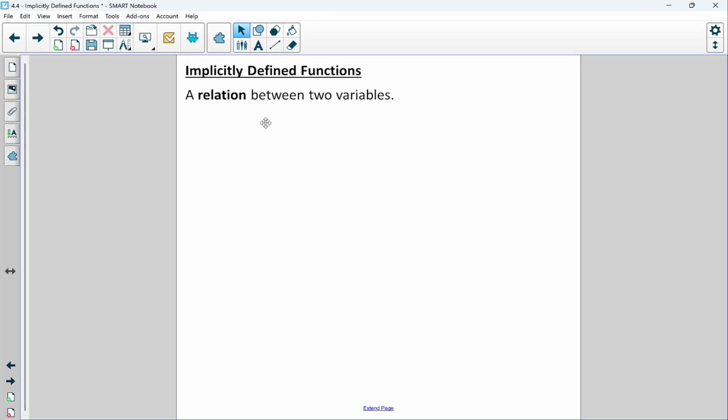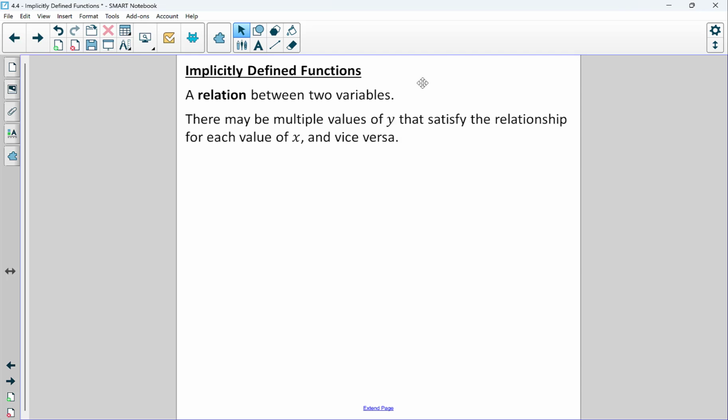A relation is any relationship that we have between two variables. With a relation, there may be multiple values of y that satisfy the relationship for each value of x, and vice versa. We don't have a restriction of a particular number of inputs matching a particular number of outputs. That's in order to add the extra qualifier of function. Any relationship that we have between two variables can be called a relation.